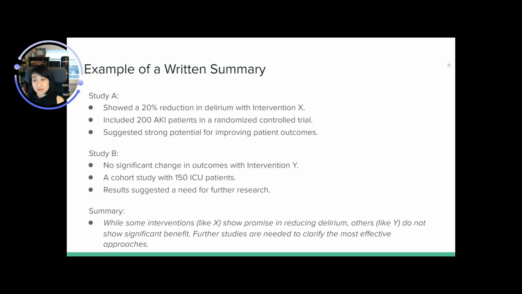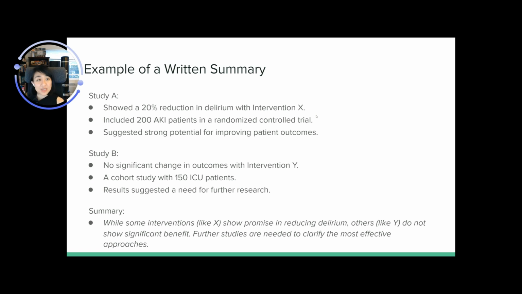So this is an example of a written summary, okay? Study A, here is my note, okay? I've created a note as I'm reading a paper. Study A showed a 20% reduction in delirium with intervention X. The study included 200 AKI patients in a randomized control trial and suggested strong potential for improving patient outcomes. And then in study B, no significant change in outcomes with intervention Y, a cohort study with 150 ICU patients, and the results suggested a need for future research.